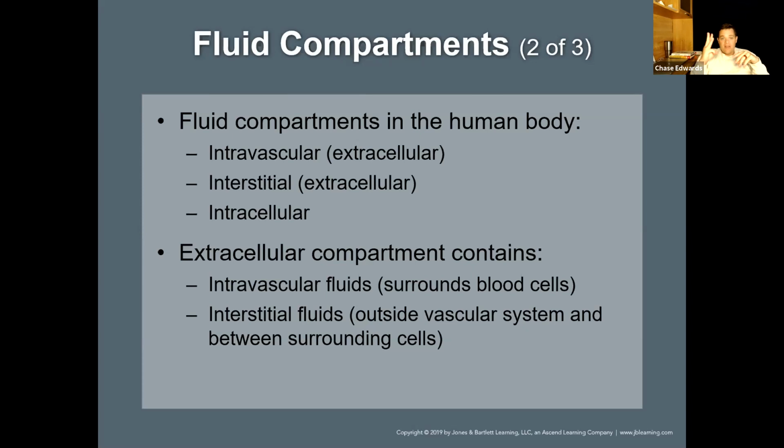There are three fluid compartments in the human body: the intravascular compartment or extravascular, the interstitial compartment or extracellular compartment, and then the intracellular compartment. Extracellular fluid occupies any area that's not inside the cells. It's extra, right? Extra, outside the cells.